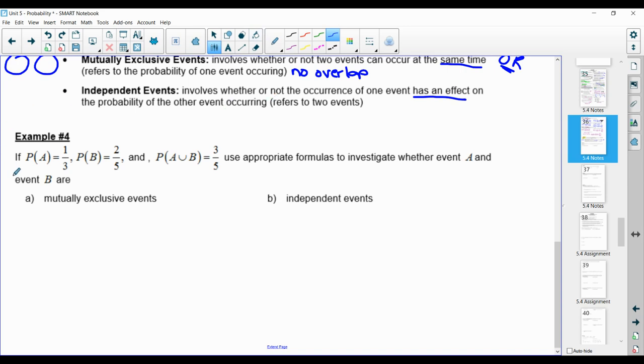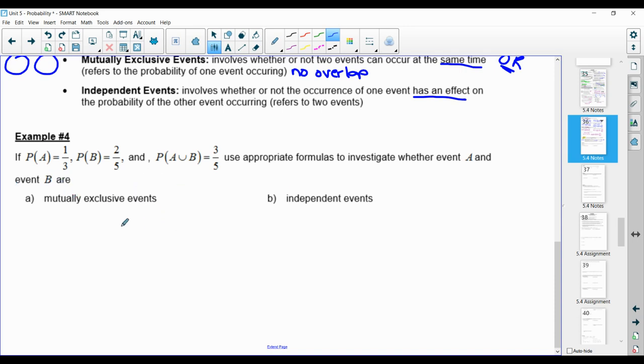And so here's an example where we're given the probability of A, the probability of B, and then the probability of A or B. And we're going to determine whether these events are mutually exclusive, independent, both, or neither. These are really common questions to be asked where you're given the probabilities and essentially you're just being asked to use the formula to determine whether they fit one of these criteria.